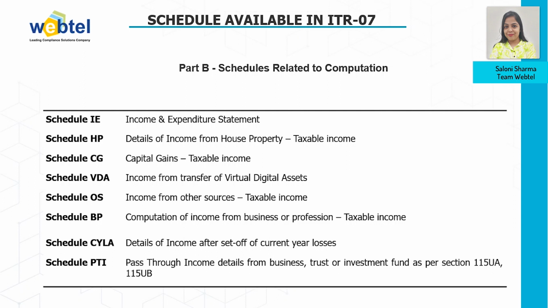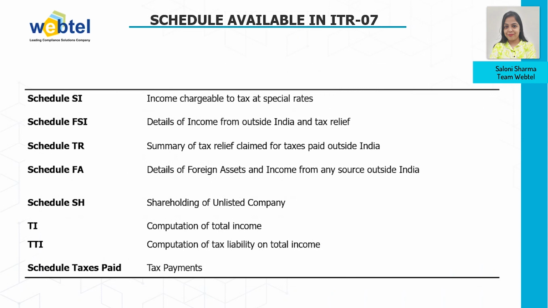CYLA, which is related to the details of income after any set of current year losses. PTI, which is related to the pass-through income details from business, trust or investment fund as per section 115UA and 115UB. Then Schedule SI is there, which is related to the special income. FSI is there, which is related to the details of income from outside India and tax reliefs.